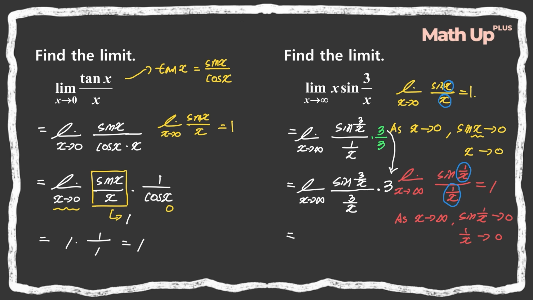So this is equal to, look at this, as x approaches infinity, 3 over x approaches 0. So sine 3 over x approaches 0. 3 over x approaches 0. And we have the same expression, 3 over x, 3 over x, right? So we know that all of this expression, as x approaches infinity, approaches 1, right? So 1 times 3 is equal to 3. So our final answer is 3. Does that make sense?